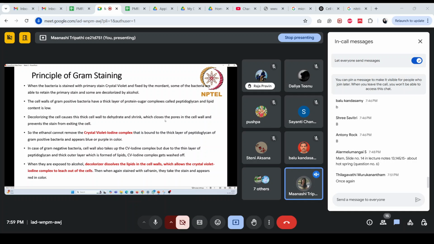The decolorizer dissolves the lipid in the cell wall, which allows the crystal violet iodine complex to leach out of the cell. So the purple color given by the primary stain comes out. When we stain it again with safranin, it takes the color of the safranin and appears red. That is what is happening in the Gram stain, and that is the way to differentiate between gram-positive and gram-negative bacteria.